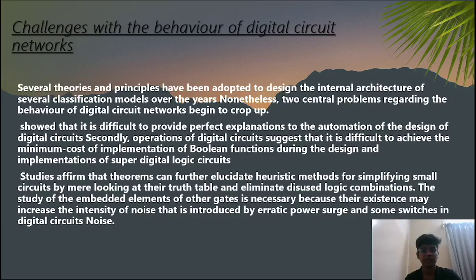Secondly, operations of digital circuits suggest that it is difficult to achieve the minimum cost of implementation of Boolean functions during the design and implementation of super digital logic circuits. Studies affirm that theorems can further elucidate methods for simplifying small circuits by looking at their truth table and eliminating logic combinations. The study of the embedded elements of other gates is necessary because their existence may increase the intensity of noise that is introduced by erratic power sources and some switches in digital circuits.